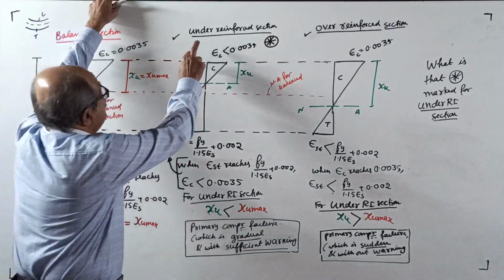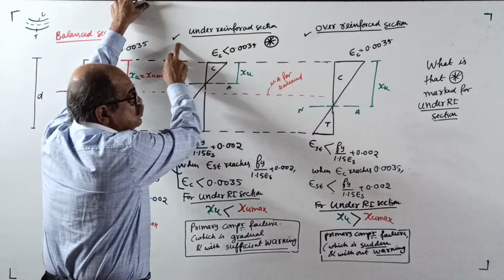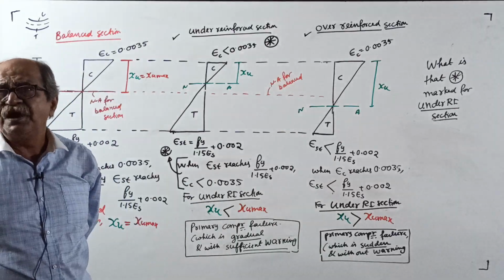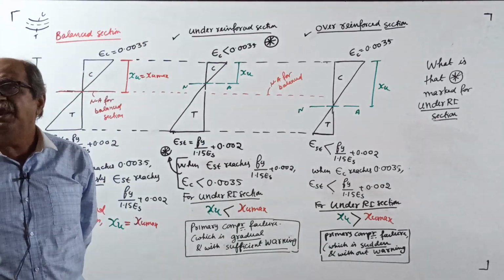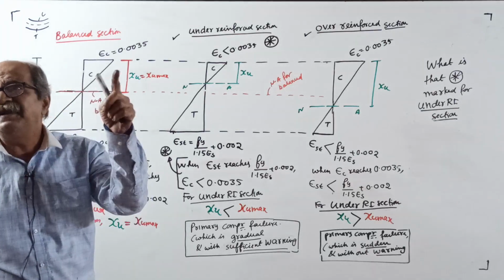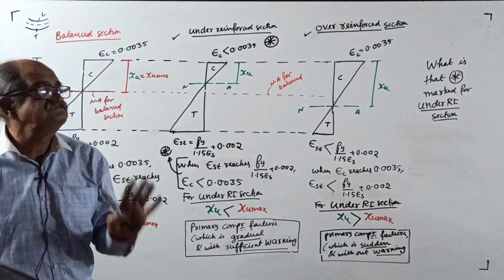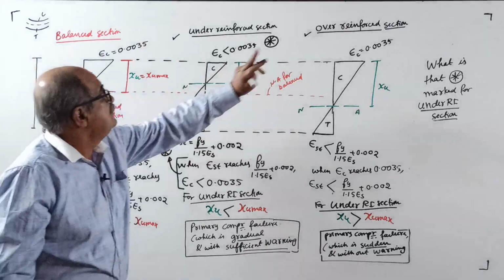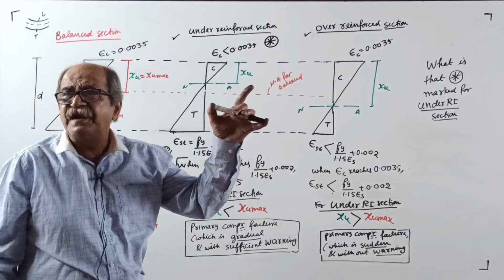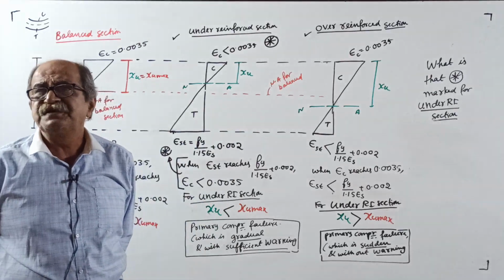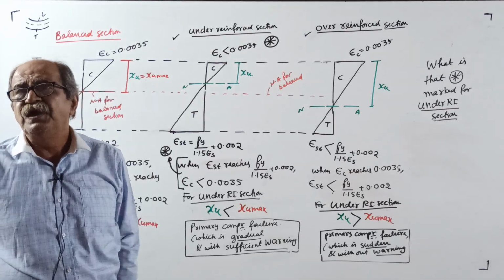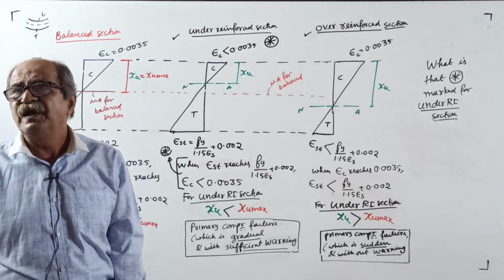Now this is the under-reinforced section. Those who want, write here. Simple one-liner: an under-reinforced section is one in which the area of tension reinforcement provided is less than that required for a balanced section. Then a little later, when the time comes for the over-reinforced section, you write at that time. An over-reinforced section is one in which the area of tension reinforcement provided is more than that required for a balanced section.